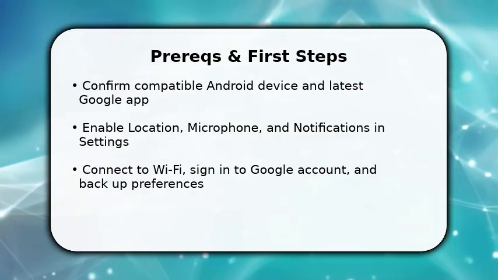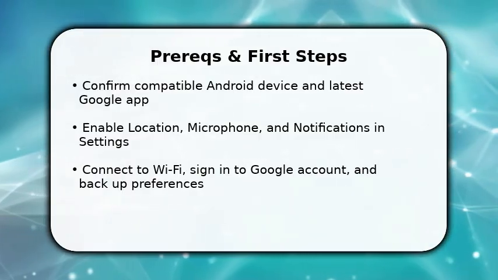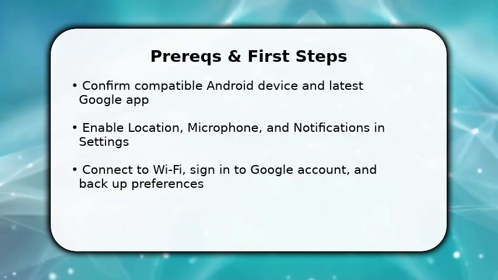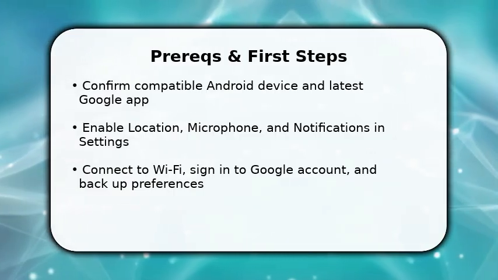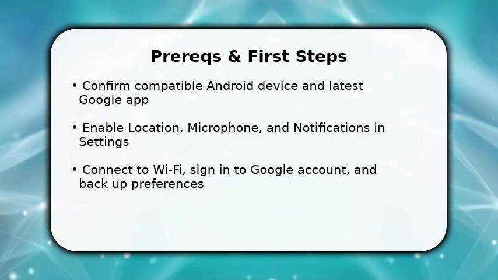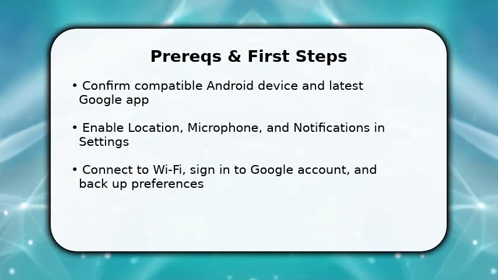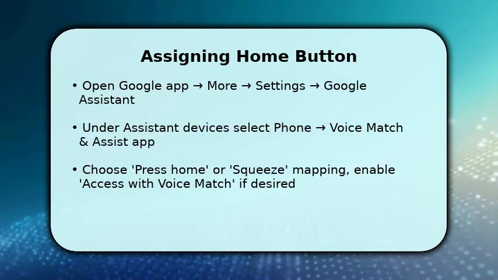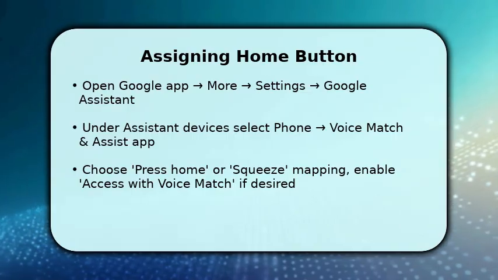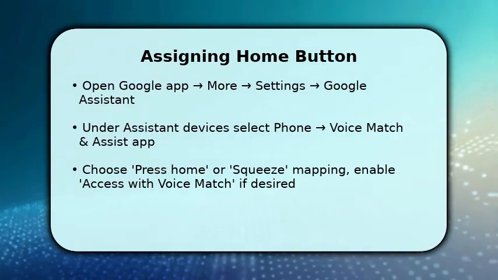This prevents permission conflicts. Now open the Google app and tap your profile to access Assistant settings. You're ready to assign the Home button action and proceed to configuration. You'll continue inside Assistant settings by selecting Assistant devices and then Phone, where key options live.